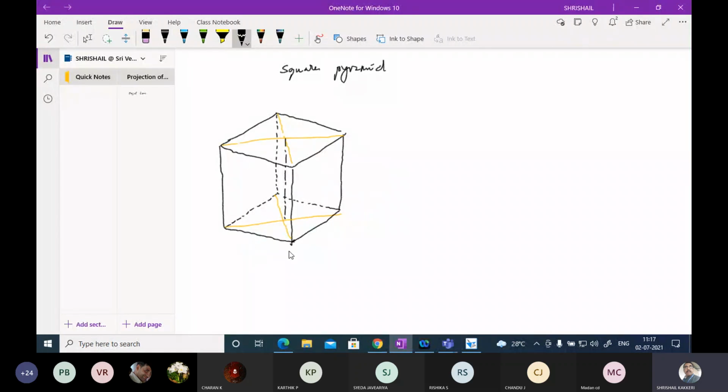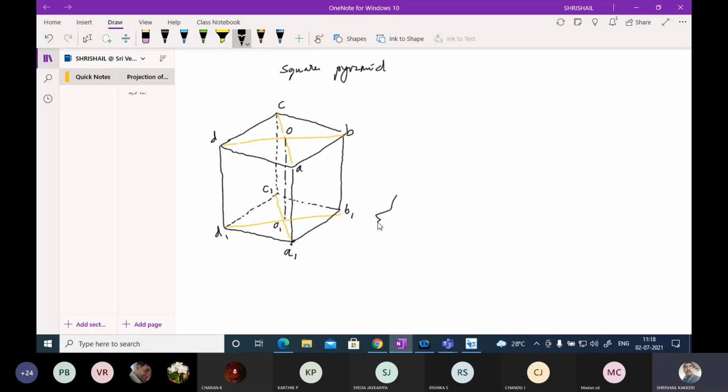Okay, let me take this as A and this as B, this as C and this as D. And similarly in the other view, this will be A, this will be B, this will be C and this will be D. Okay, and here it is a point O and this is point O. In naming, if any problems are there, please ask me.